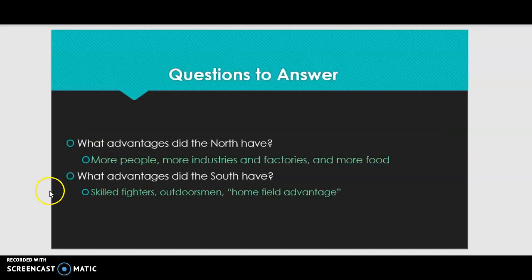So what advantages did the North have? Well, we looked at the graphs. They had all the material things, the people, the industry, the factories, and the food. But the South had some of these unseen advantages: more skilled fighters, just more natural outdoorsmen, and that advantage of the home field, right? Home field advantage.